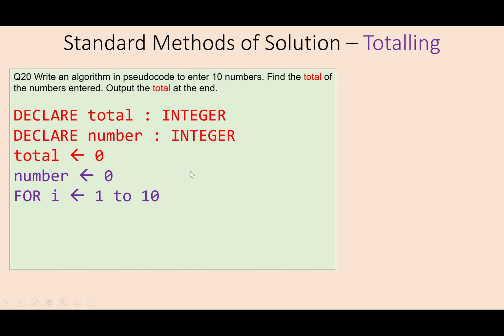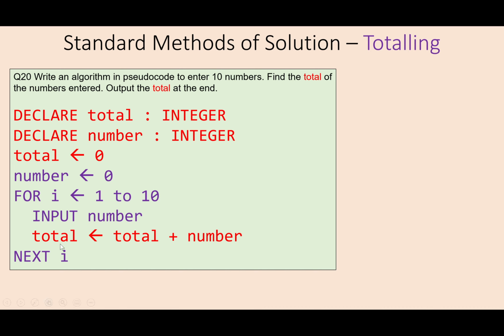So we want a loop that's going to go around 10 times. Then inside that loop we're going to enter a number and we're going to add it to the total. So input a number, total is going to be assigned total plus number. Next I. So that will just constantly go around happily inputting a number, then adding it to the total. What I haven't done at the bottom here is just output the total, which we've been asked to do here. So I would write output total there.